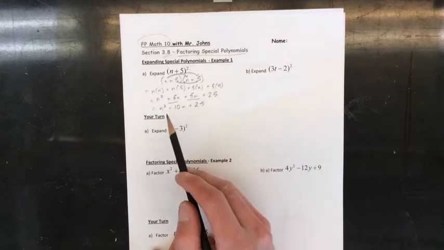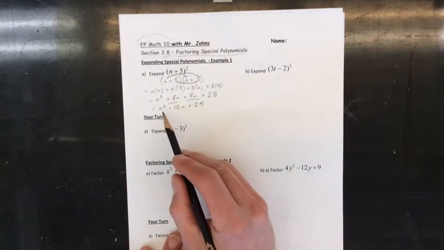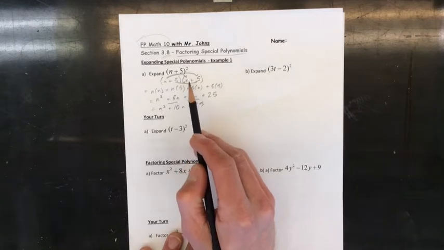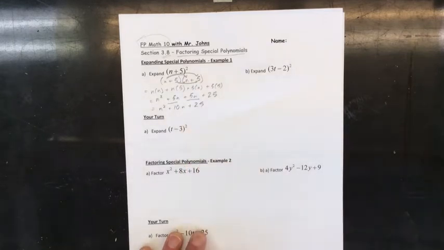And here's our answer. Some of you might be getting good enough at this point to do this all in your head and just go straight from n plus 5 times n plus 5 to n squared plus 10n plus 25.